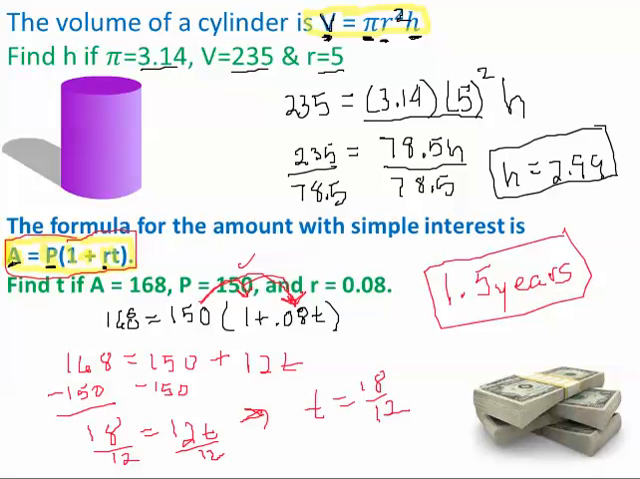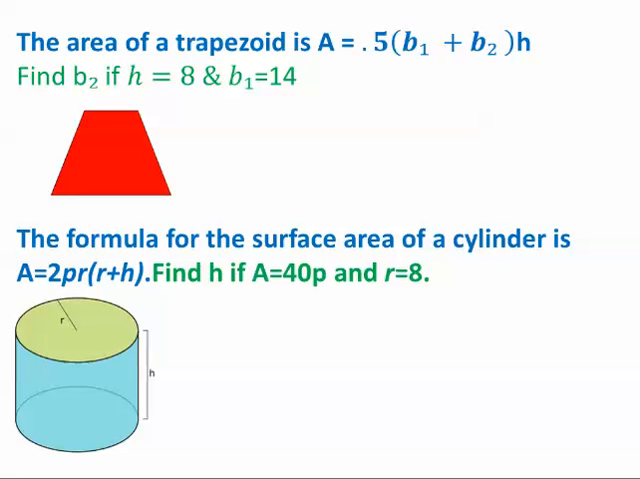1.5 years later, I'll have $168 if the interest rate I'm getting is 8%. That's what that is telling me. So pretty much those are both using formulas. Here's another couple that we can use formulas on. Again, you'll see these formulas in your resource guide. You'll find that in dot sharing.